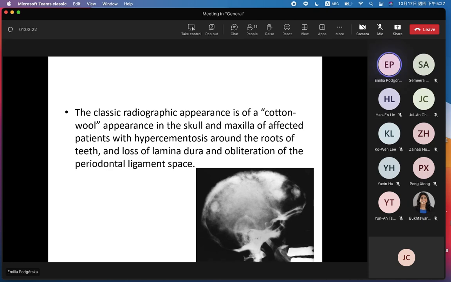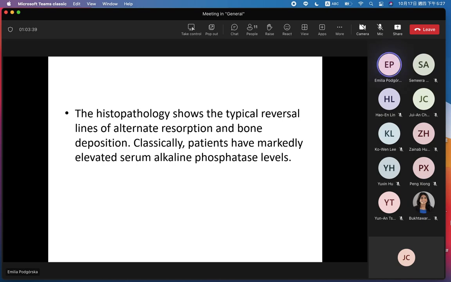The classic radiographic appearance is of a cotton wool appearance in the skull and maxilla of affected patients with hypercementosis around the roots of teeth and loss of lamina dura and obliteration of the periodontal ligament space. The histopathology shows the typical reversal lines of alternate resorption and bone deposition. Classically, patients have markedly elevated serum alkaline phosphatase levels.